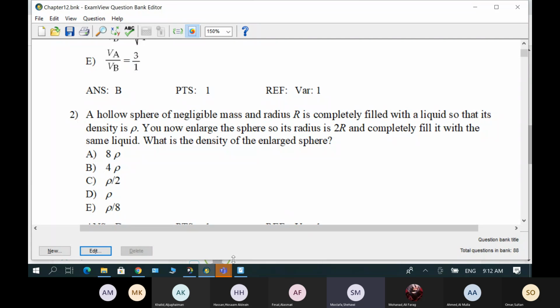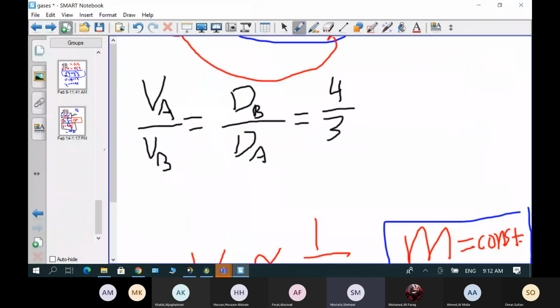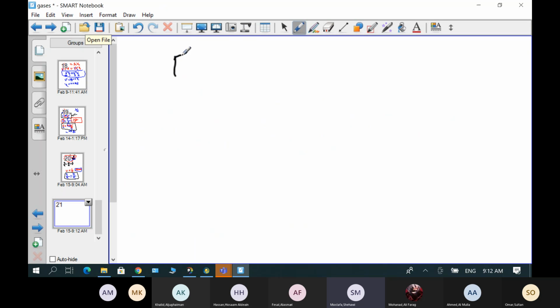The same density. And that's because density equals mass over volume. Let's say M1 over V1. If you increase the volume, you will have V2 and M2, and the ratio will still be the what? It will be the same density.